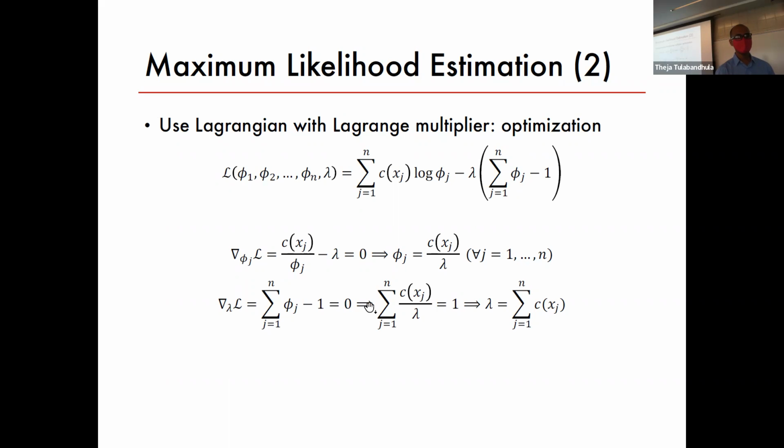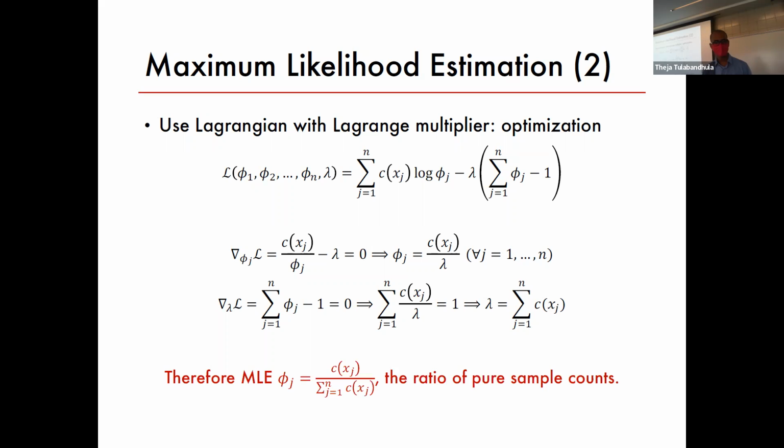So from the sum of Pj is equal to 1, we can substitute the definition of Pj here, and so we get an expression for lambda. You can plug the lambda expression back, and now you have a value of Pj which only depends on data, C of xj. So what we did via this Lagrangian representation is figure out the solution to this constraint optimization problem.